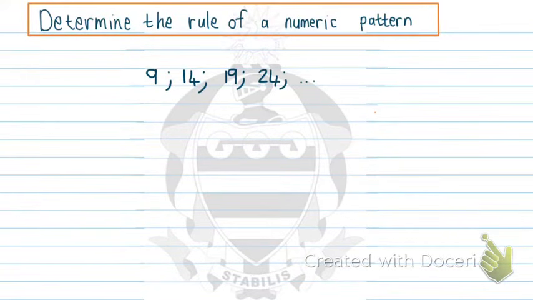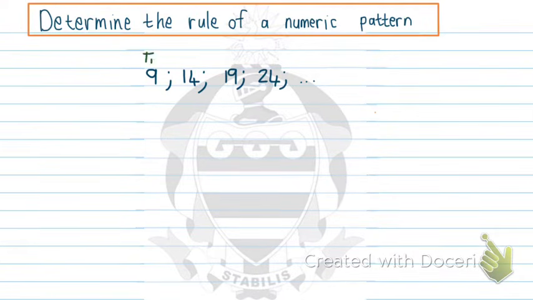This video is about how to determine the rule of a numeric pattern. A numeric pattern, we know by now, is a pattern which has a constant difference, which means something is added or subtracted all the time to get to the next term. Let's say the following pattern was given: 9, 14, 19, 24.